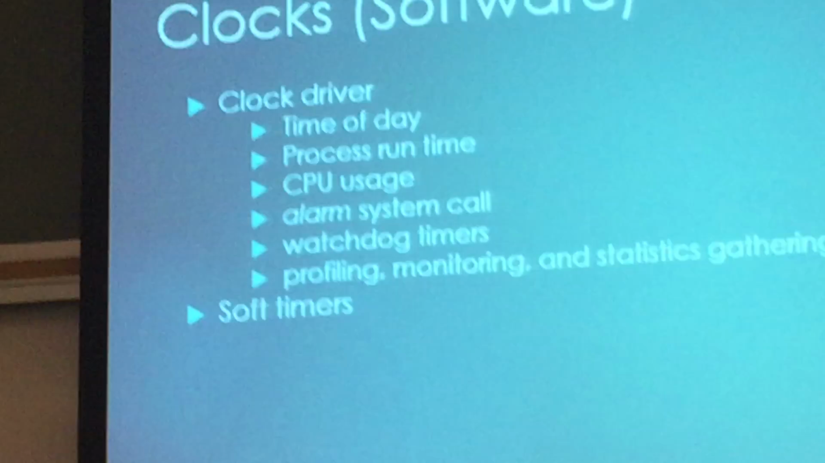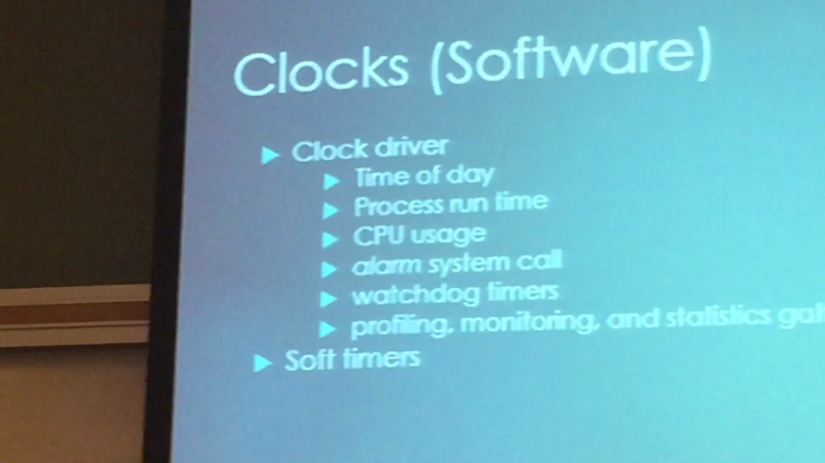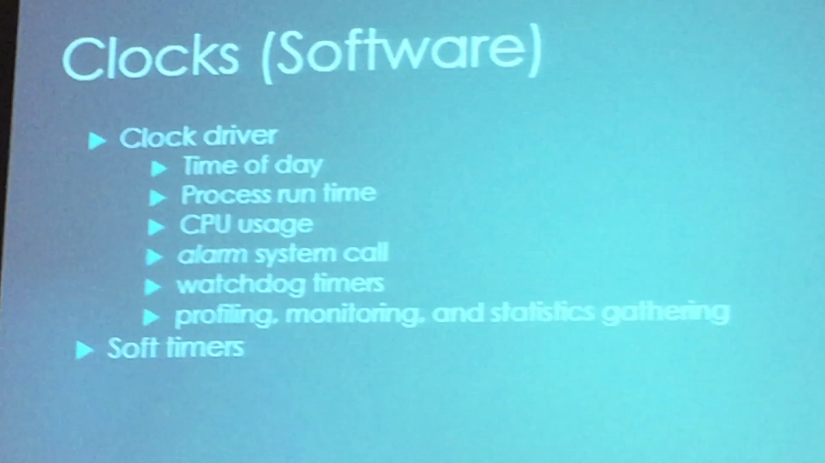So the second clock function is preventing processes from running too long. Whenever a process is started, the scheduler initializes a counter to the value of that process's quantum in clock ticks. At every clock interrupt, the clock driver decrements the quantum counter by 1. So when it gets to 0, the clock driver calls the scheduler to set up another process.